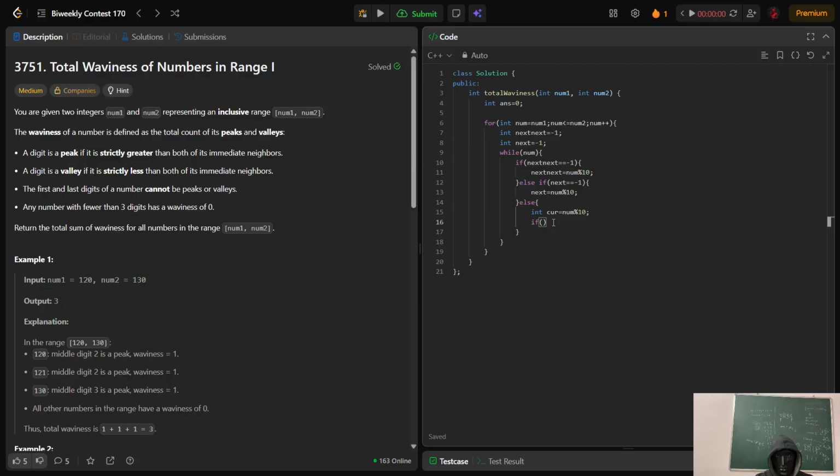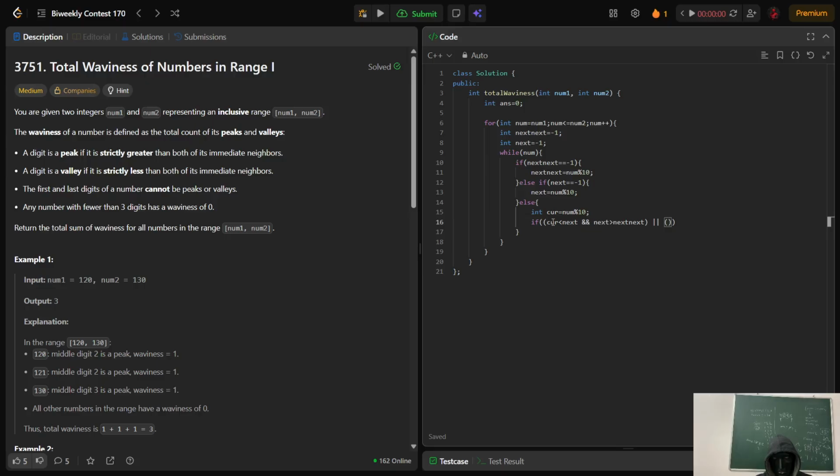Okay, so what we'll do is, if current is lesser than next and next is greater than next, which means we have found the waviness. Okay, it is a peak waviness.